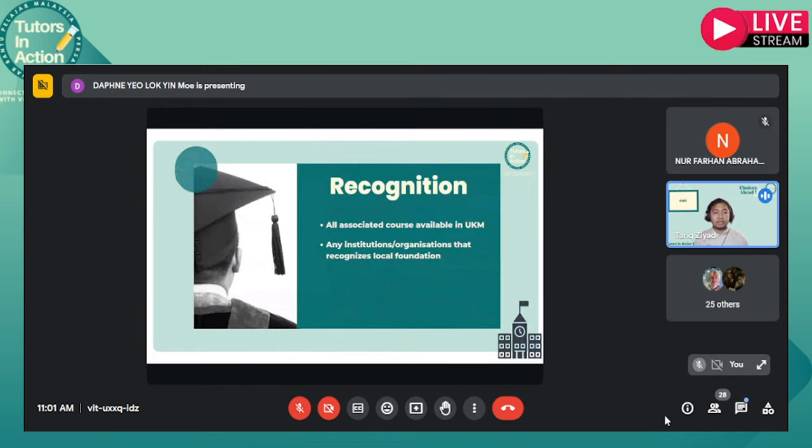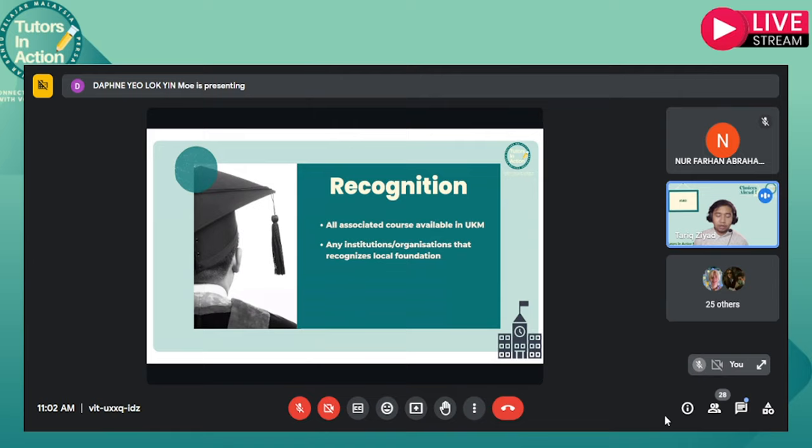Okay, so next slide. In terms of recognition, without a doubt, if you are in the SSE program for UKM, you will definitely be recognized by all associated courses available in UKM. That's a given. And also, you are also recognized by any institution and organization that recognizes local foundation. So it is not a problem for you to apply for JPA programs, MARA programs, whether it be the preparation programs or the scholarship programs or the loan programs. It is not a problem.